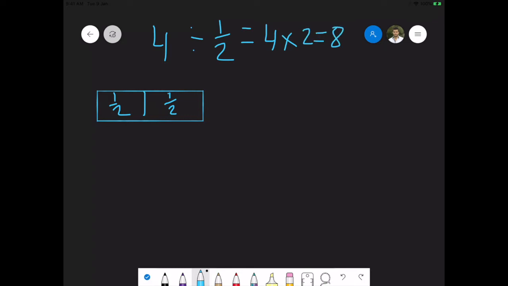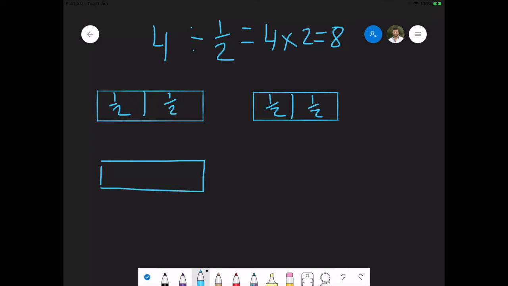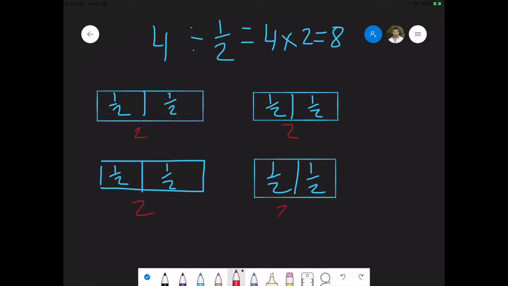Let's confirm it. Here is 1 whole right over there. Let's do another one. 2 halves here. Let's do another one. And our last one. So there you go. Here I have 2 halves, 2 halves, 2 halves, 2 halves, which takes me to 4 of those 2s, to 8. So how many halves go into 4? 8 of them. Here it is. 2 plus 2, 4, and another 2, 6, and another 2, 8.